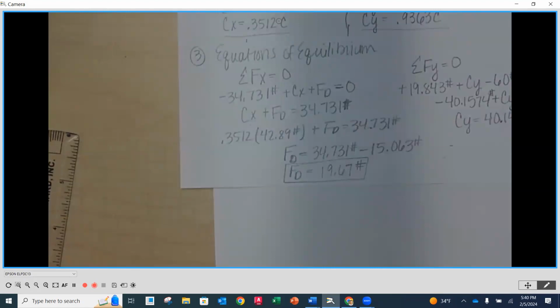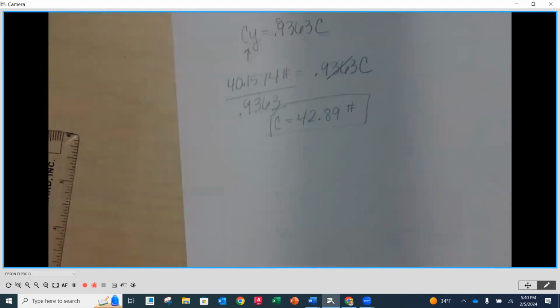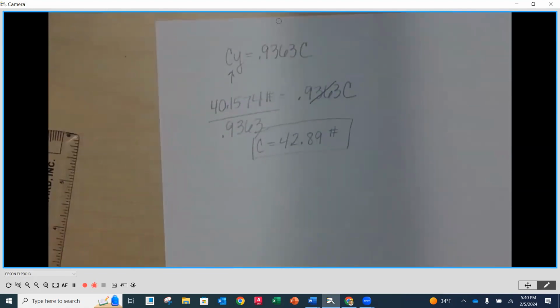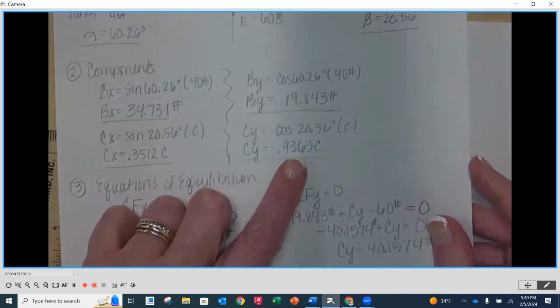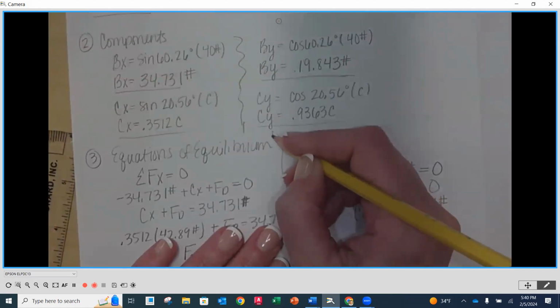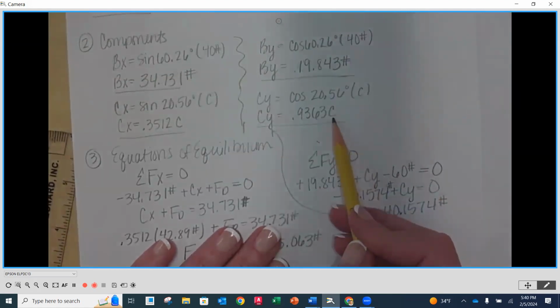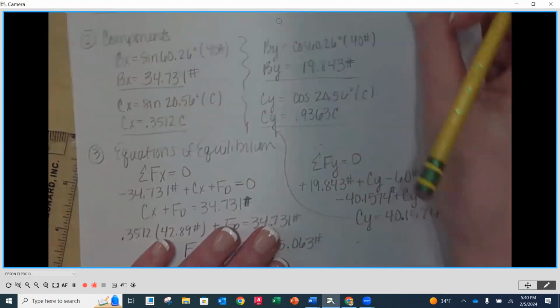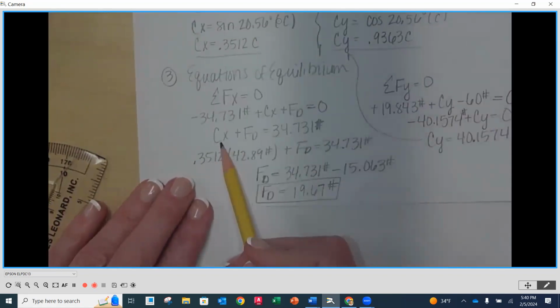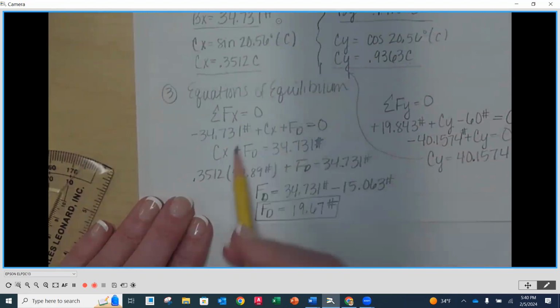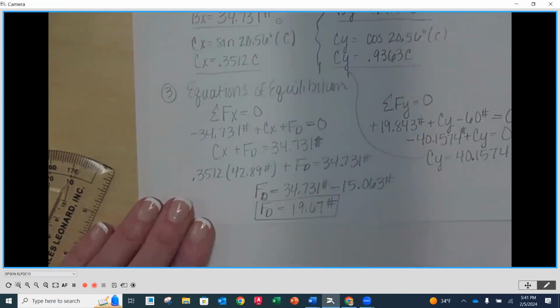Yes. Go back to where you were solving. This one here. So this was the component that we solved for. So CY was equal to. So we used this CY and we plugged it in right there. And then we solved for C. And then we got C, and then we took this C and substituted in where we had the CX and we put the C right there and we said 0.3512 times 42.89, which was C, plus FD. So FD was our only unknown. Yep.